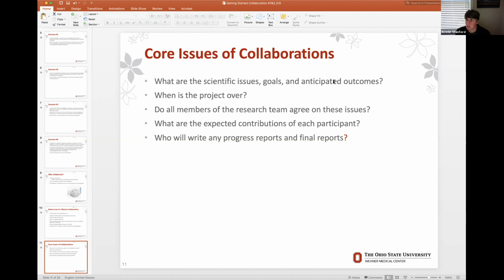Kind of along those lines, when is the project over? Is the project over when a grant is submitted? Is the project over when a manuscript comes out? Is it over when a graduate student defends their thesis? This can change. Again, this can ebb and flow throughout the span of a project, so these are easy things to talk about. And again, the conversation can keep flowing and changing as time goes.